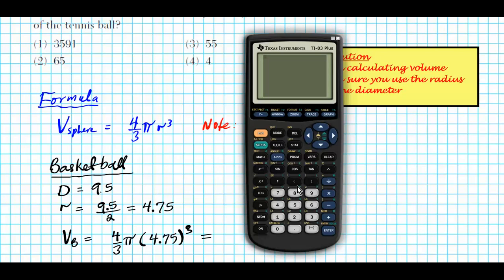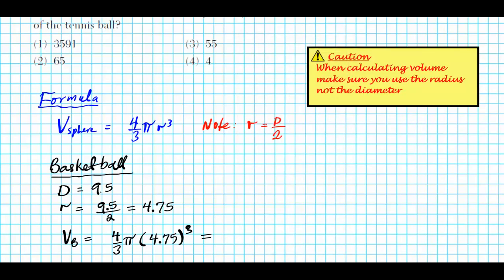All right, so we have 4 divided by 3 times pi times 4.75 raised to the third power. Enter. 448.9205. All right, so let's write that down. 448.9205.